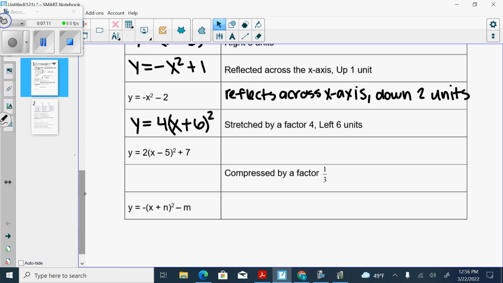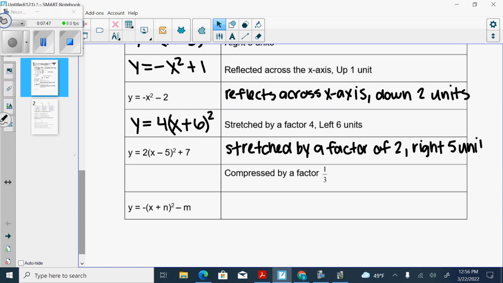Okay? Next equation, we have a 2 out in front of the whole thing. What is a 2 going to do? Very good. Just like the 4, right? So it's stretched by a factor of 2. Okay, what's the next thing we notice? Yeah. Very good, very good. So right 5 units. And one more thing.